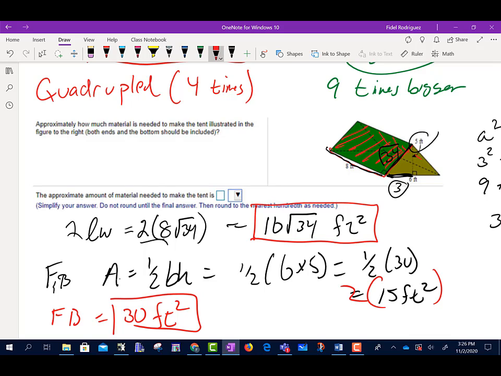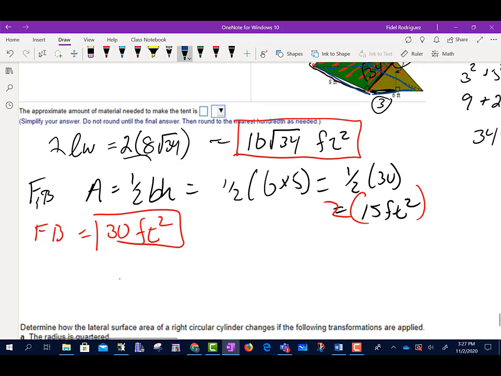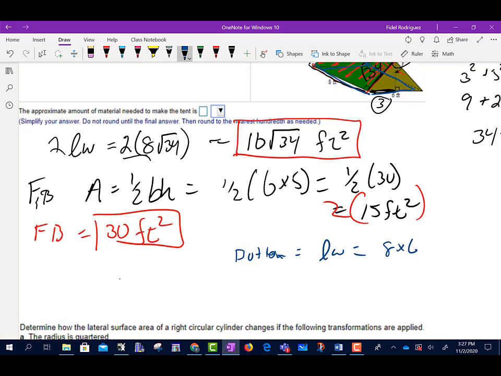Now we need to do the bottom. So the bottom is going to be this rectangle right here. So one side is 8, one side is 6. So the bottom, length times width again. So 8 times 6 is 48 square feet. Now there's no top to it, right? So it's just 48 square feet.